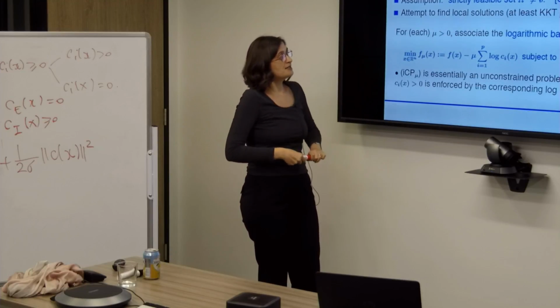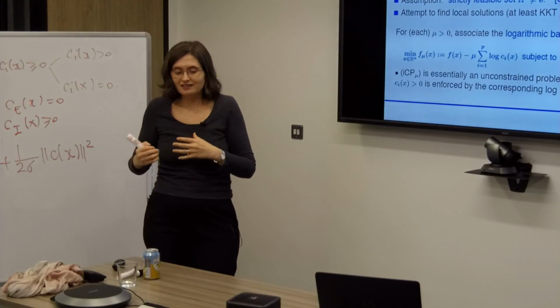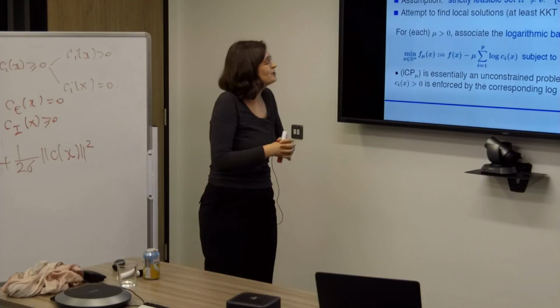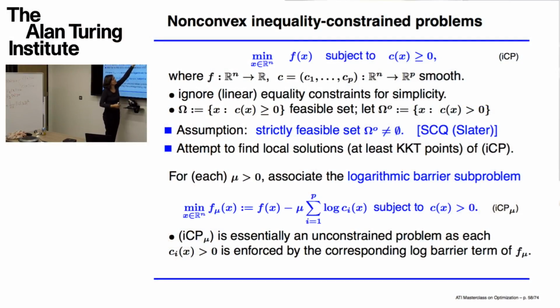Okay? So why would I want to do that? Because I have a sort of combinatorial aspect to my problem. When I have inequalities, I have to find which ones are active at the solution.